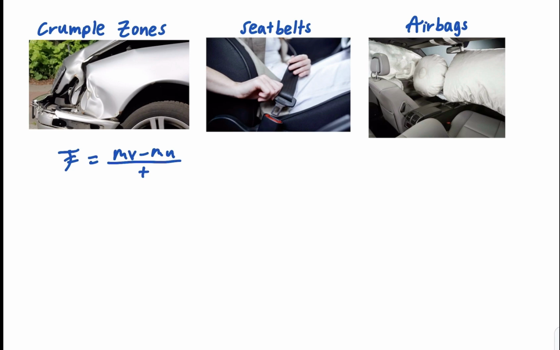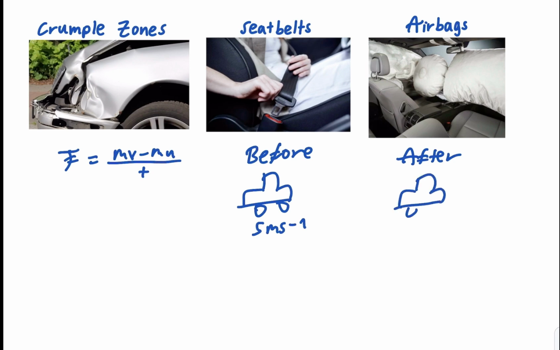Like let's say that before a crash, a car is moving at a velocity of, let's say, 5 meters per second. And after it crashes with a wall, let's draw a wall there, its velocity definitely becomes 0 meters per second, as the car is not moving. And this deceleration from 5 meters per second to 0 meters per second happens in a very short period of time. So the idea is that these safety features increase the time taken for that change in momentum to occur, because these features crumple, stretch, or compress.